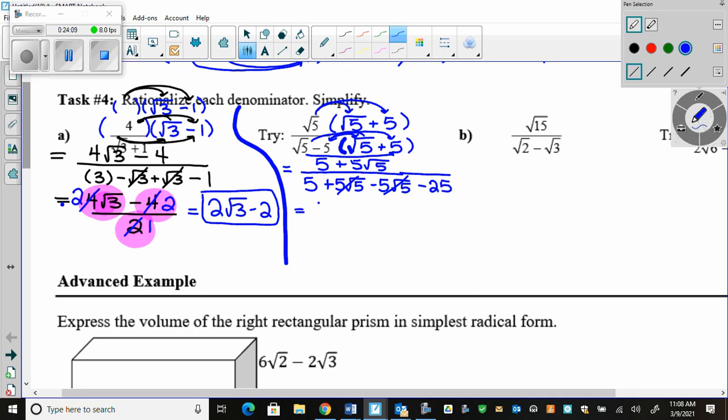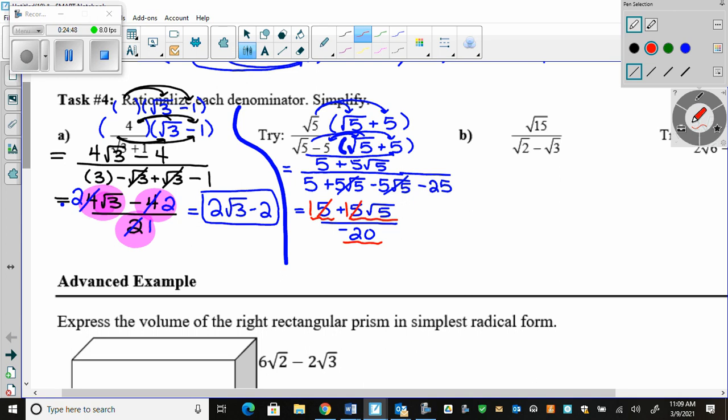So on the top, I'm going to get 5 plus 5 root 5 over 5 minus 25, which is negative 20. And then I look at my three terms. Can I take anything out of them? A 5. So 5 divided by 5 is a 1. Can I drop that 1 off? Let's see. This one's going to become a 1. If I go 1 plus 1 root 5, or I go just root 5, are those totally different? Yes. So I have to keep the 1 in front.